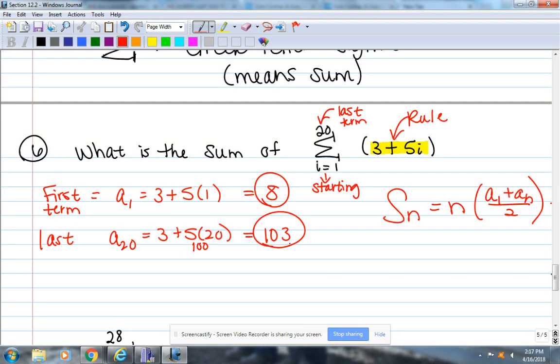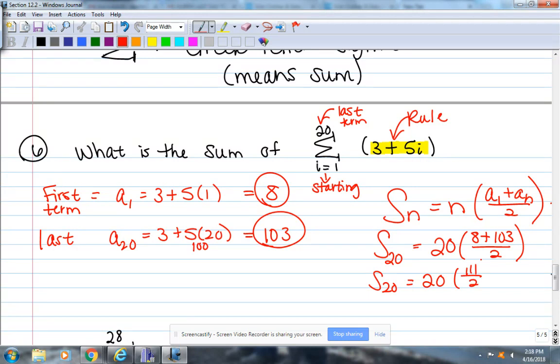So all you do is fill those into this formula to get the sum of the series. So it stops at 20. So 20 is my n. My first term was a sub 1, that was 8. A sub 20 is 103. And then divide by 2. What's 8 plus 103? 111. So it's going to be 20 times 111 divided by 2.